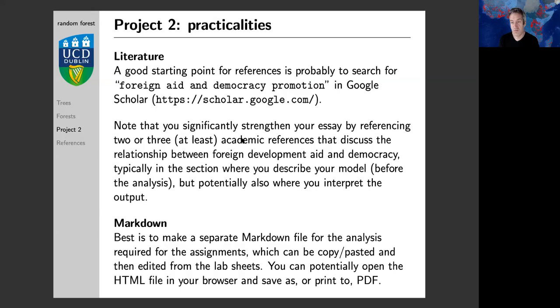Might also be very useful to come up with control variables. Why do you think these control variables are interesting? Perhaps based on some of the literature you saw, or control variables that other authors use that you have access to as well. And as I said, best is to make a separate Markdown file for this analysis. And you can even write the entire essay in Markdown. I saw many people do that on the first assignment, which you can then compile to PDF and open in your browser and then save as PDF or print to PDF and then submit the PDF.